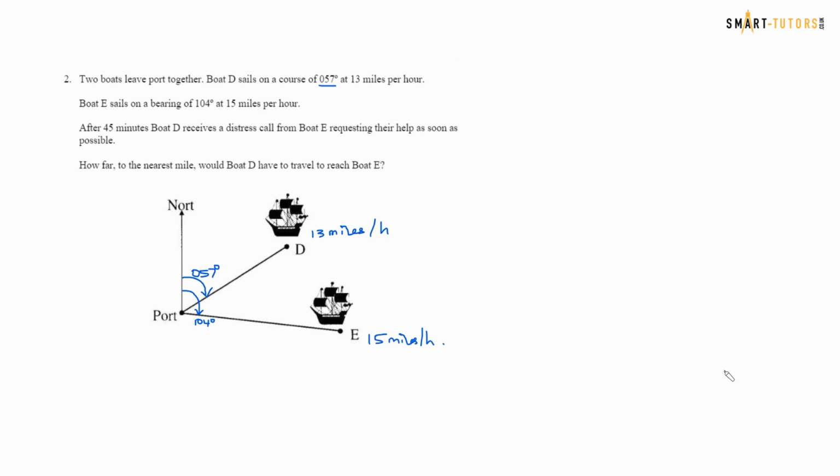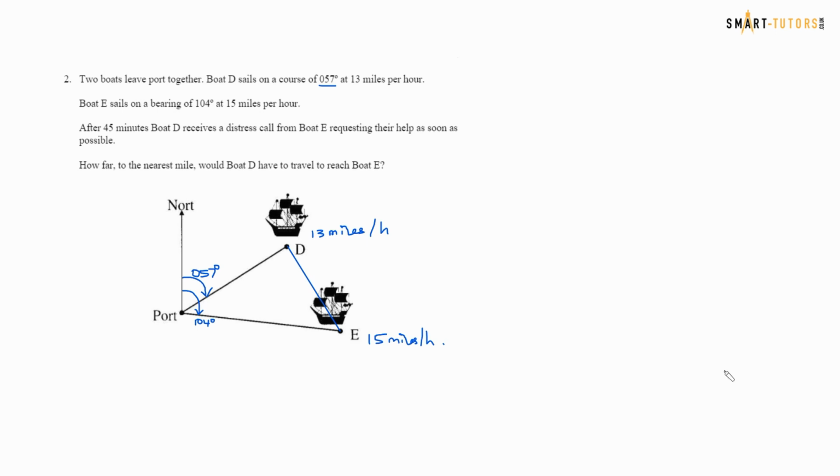After 45 minutes, boat B receives a distress call from boat E requesting their help as soon as possible. So what we need to do is connect this D to E, and how far to the nearest mile would boat B have to travel to reach boat E?